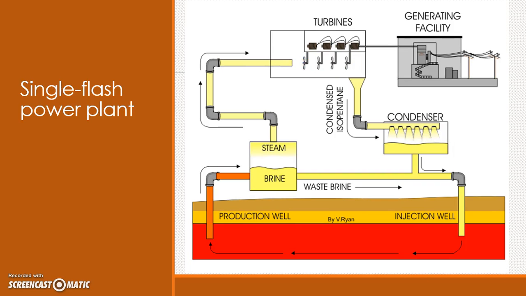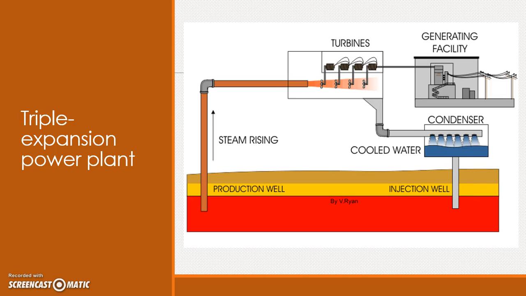Single flash power plants are the most common type of geothermal power plant. The hot water is pumped under high pressure. When it reaches the surface, the pressure is reduced, and as a result, some of the water changes to steam. This produces a blast of steam. The cooler water is returned to the reservoir to be heated by geothermal rocks again. Dry steam power plants produce electricity directly from the steam that emerges at the surface. The steam drives the turbine.